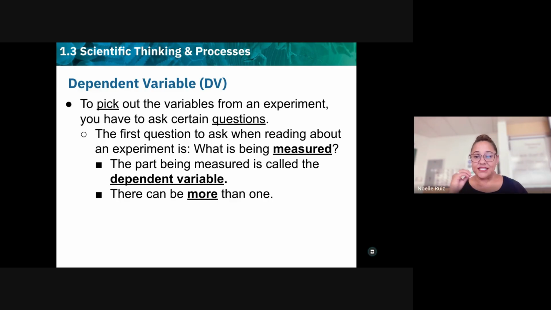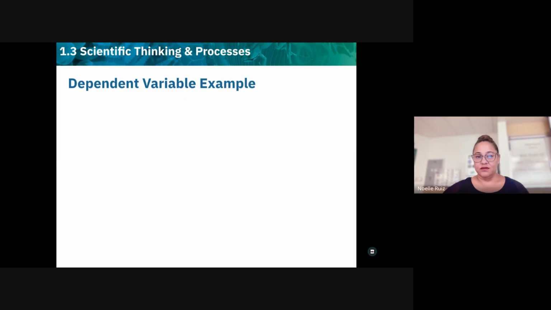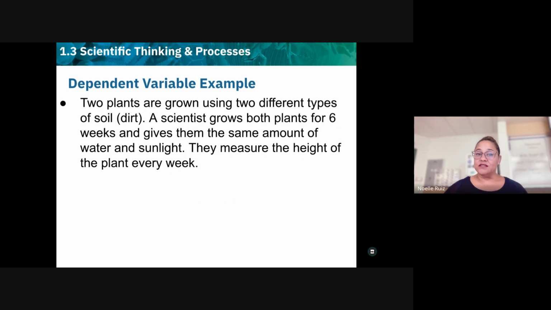All right, the next slide is an example. You do not have to write the example down. You can if you want, but we're going to use this same example to pick out the 3 different variables. So our dependent variable example: 2 plants are grown using 2 different types of soil or dirt. A scientist grows both plants for 6 weeks, gives them the same amount of water and sunlight, and measures the height of the plant every week.